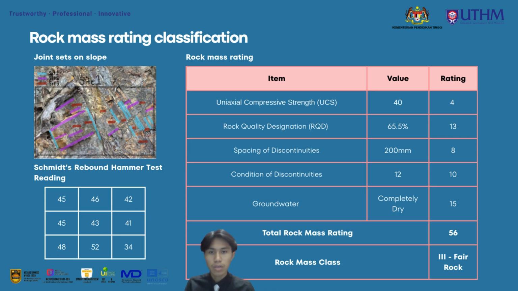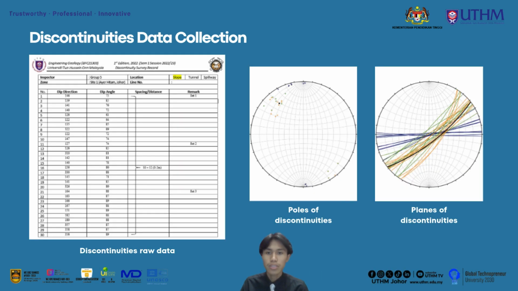So the items to calculate the rock mass rating are uniaxial compressive strength, rock quality designation, spacing of discontinuities, condition of discontinuities, and groundwater. So the total rock mass rating we got is 56, and our rock mass class is class III, which is fair rock. The last one is discontinuities data collection. So this is our discontinuities raw data, poles of discontinuities, and planes of discontinuities.